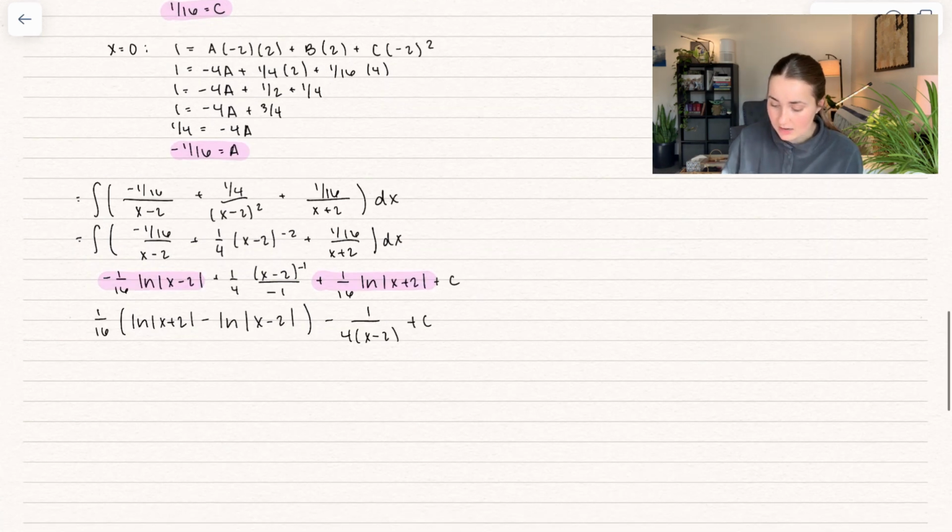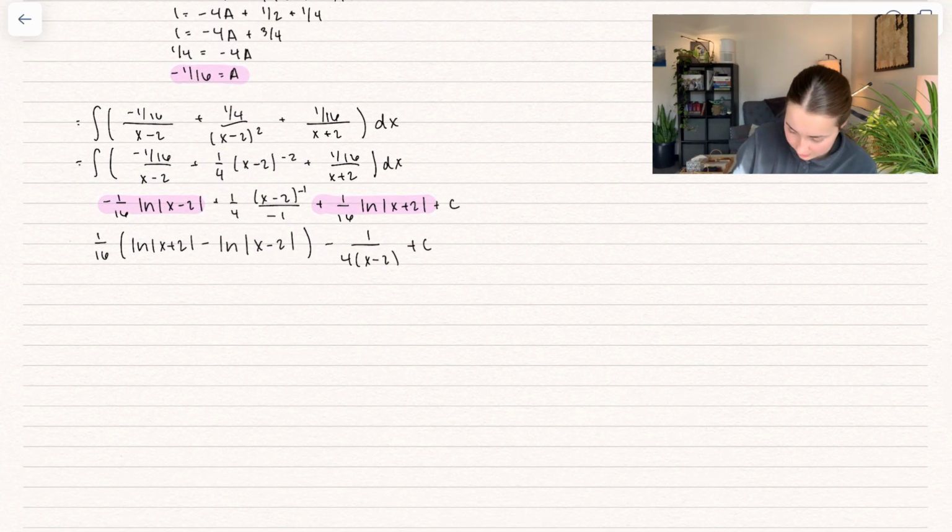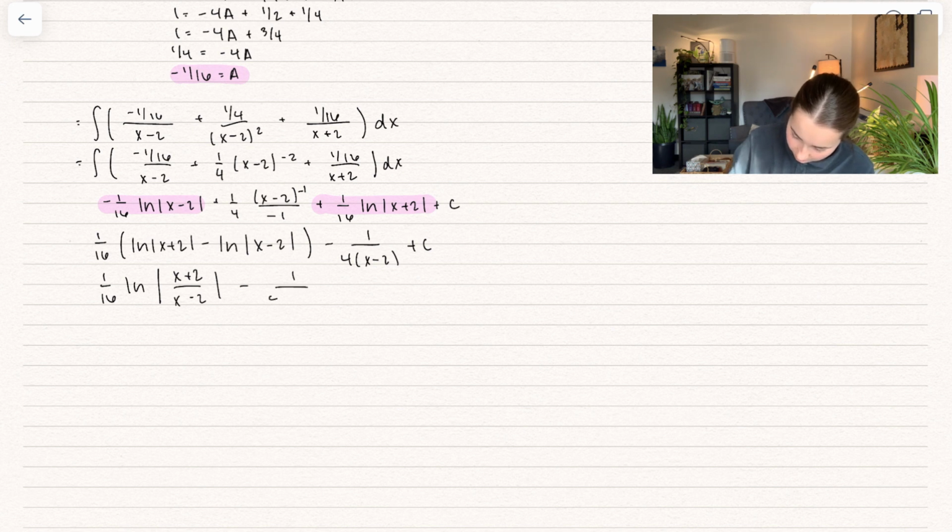And when we subtract natural logs, we can actually divide them. So that's going to be 1/16 natural log of x plus 2 divided by x minus 2, and then minus 1 over, you can multiply that through, 4x minus 8, plus c. And so that right there is our solution. I mean, any part of that, whatever you like to simplify it to.